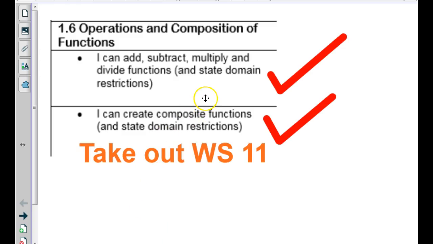So our learning targets today are operations and composition of functions, and we have to be able to add, subtract, multiply, and divide two separate functions, combining them into one, and state domain restrictions, okay? And then composition of functions and domain restrictions. Composition of functions is when we put one inside the other.